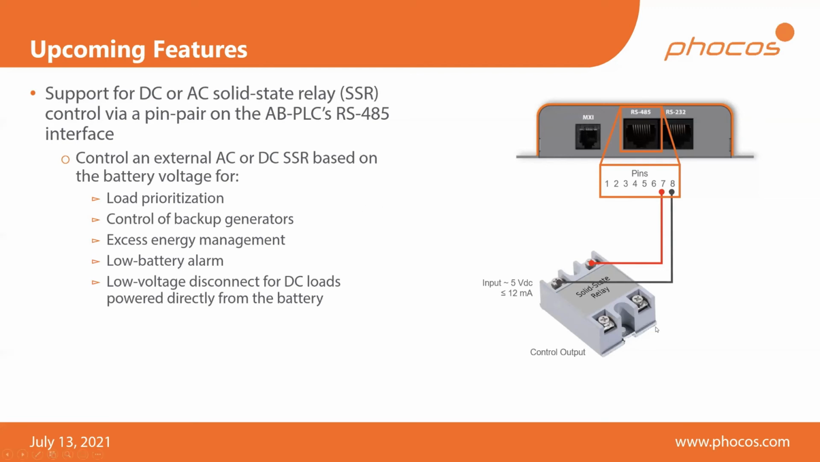These solid state relays can be controlled with pin 7 and 8 of the RS485 connector on the AB-PLC. And this will connect to the control side of the solid state relay. So this is essentially where we signal the relay to either turn on and therefore close these contacts, or to turn off and open these contacts.